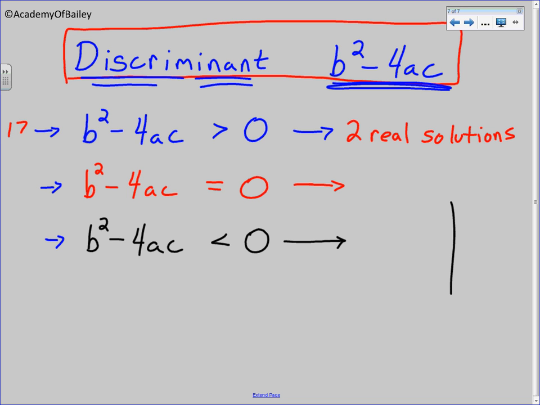A real quick graph of that. Discriminant is greater than 0. Parabola crosses once, twice. 2 real solutions. All right, now let's go back. Let's find one that is equal to 0 or less than 0.